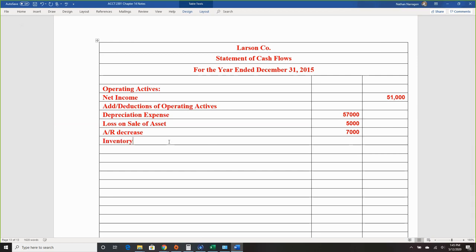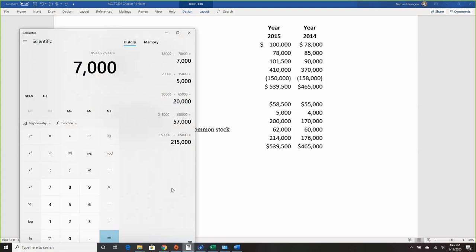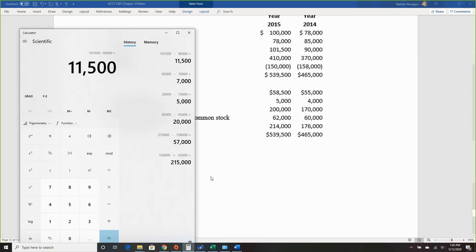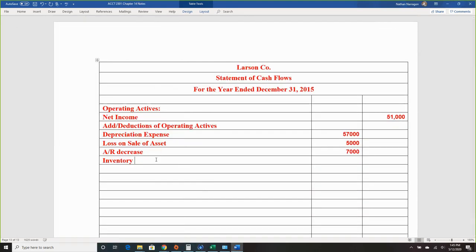Inventory. And you see inventory increase, so that means we would subtract it. 101,500 minus 90,000. So we'll subtract 11,500. Okay.